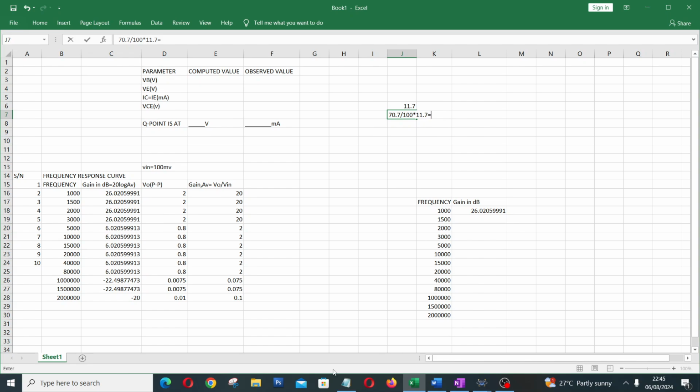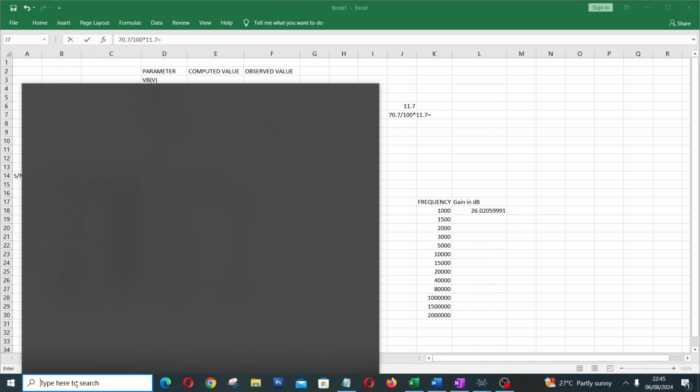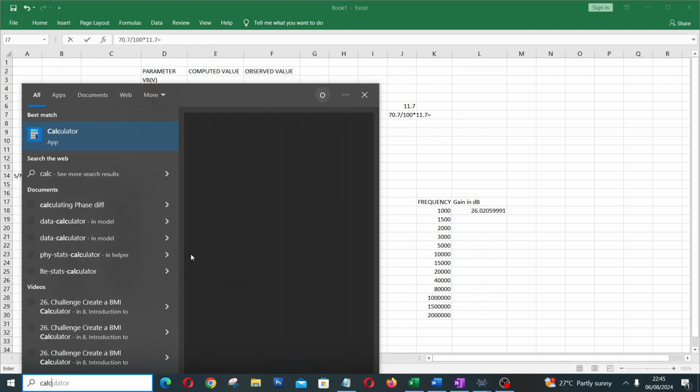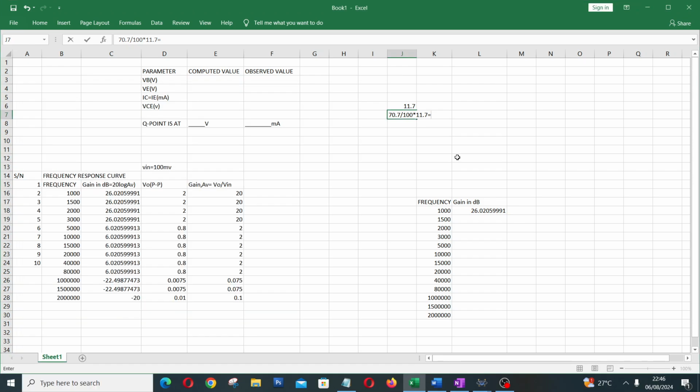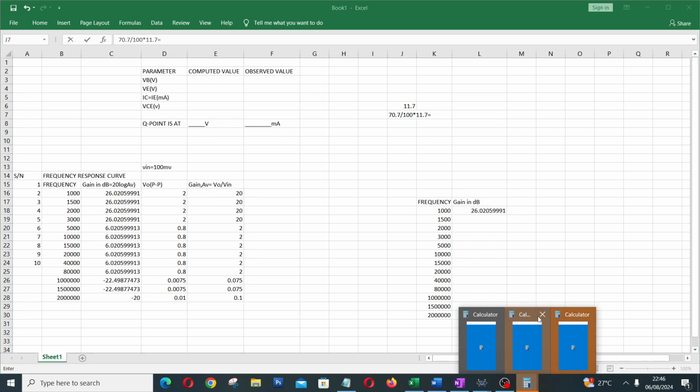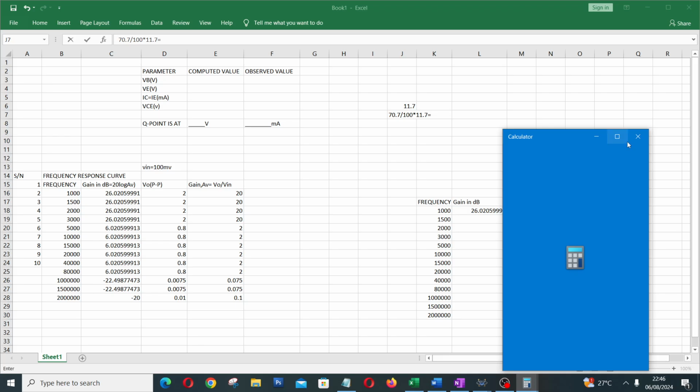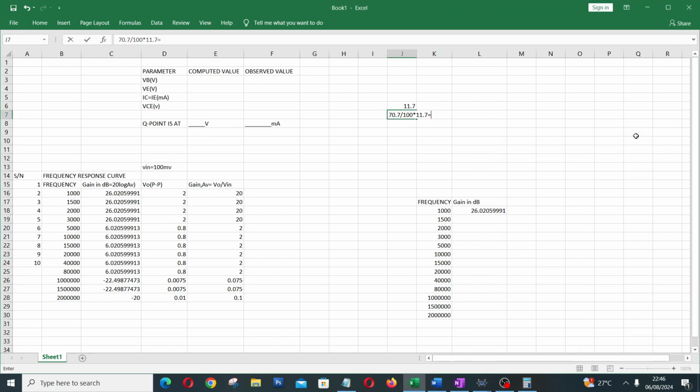If you take your calculator, let me get my calculator here. Okay, my calculator is not coming up. My system is running pretty low these days, so let me get the calculator. Okay, the calculator is here. Let's see what that value is giving us.